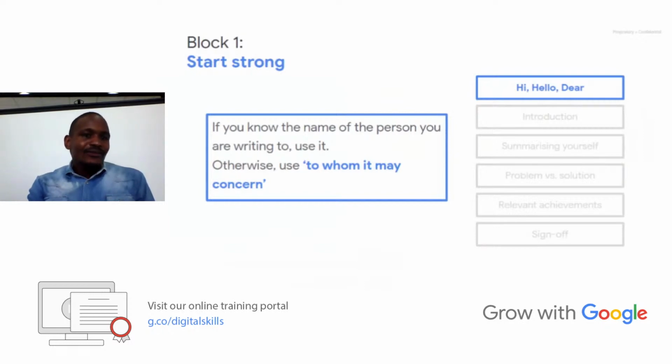Otherwise, use to whom it may concern, because you can easily say to the human resource manager who is not. So if you just write to so and so and it's not that person handling that particular job, it means it's not okay. And when you are starting it, either you can use hi, hello, or dear. Those are some of the notations that you can easily decide to use.